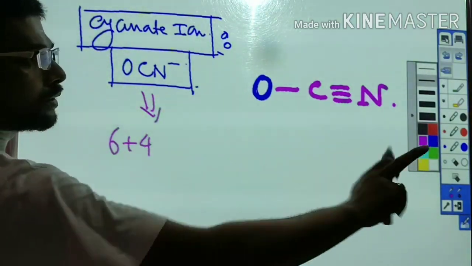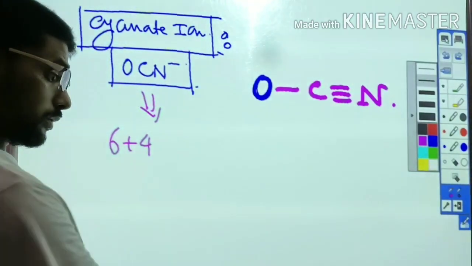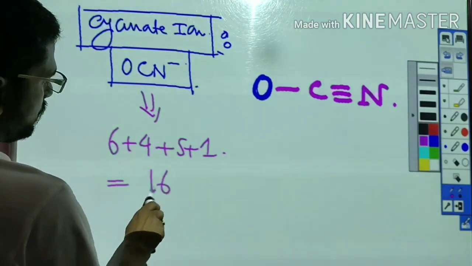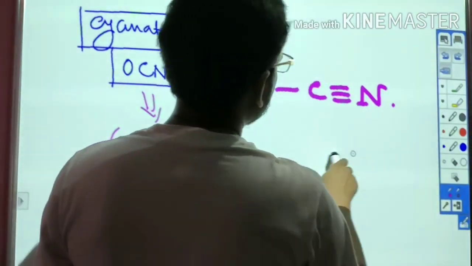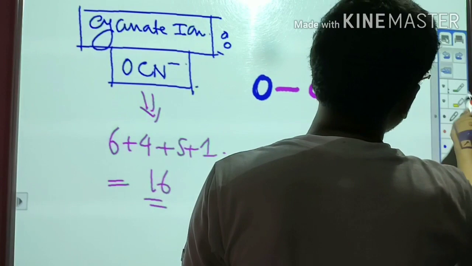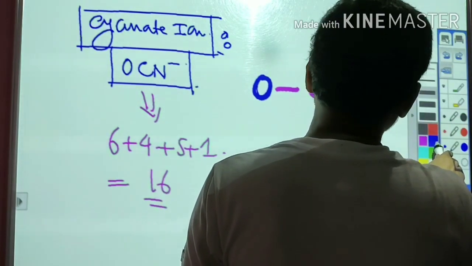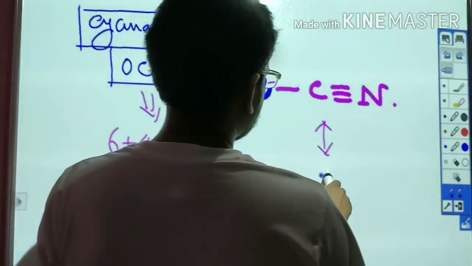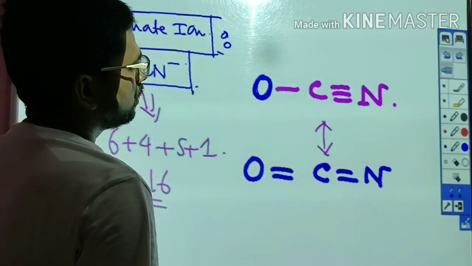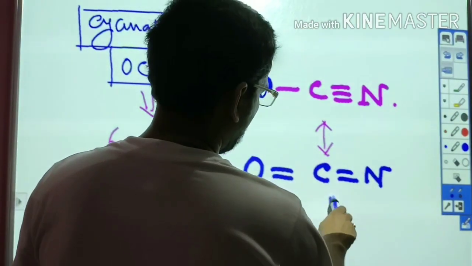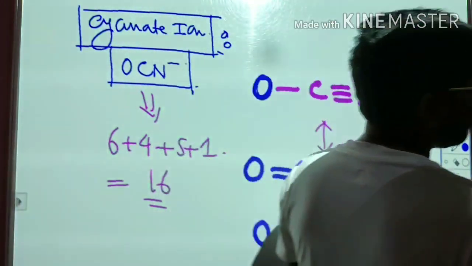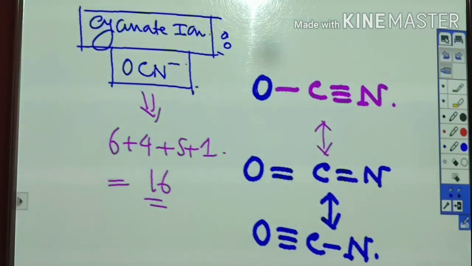6 plus 4 plus 5 plus 1, that is 16. One more possibility. What is the possibility? Okay. C double bonded N, double bonded N. That's all. But one more. You can draw anything. These are the structures. Now we need to find the best one.